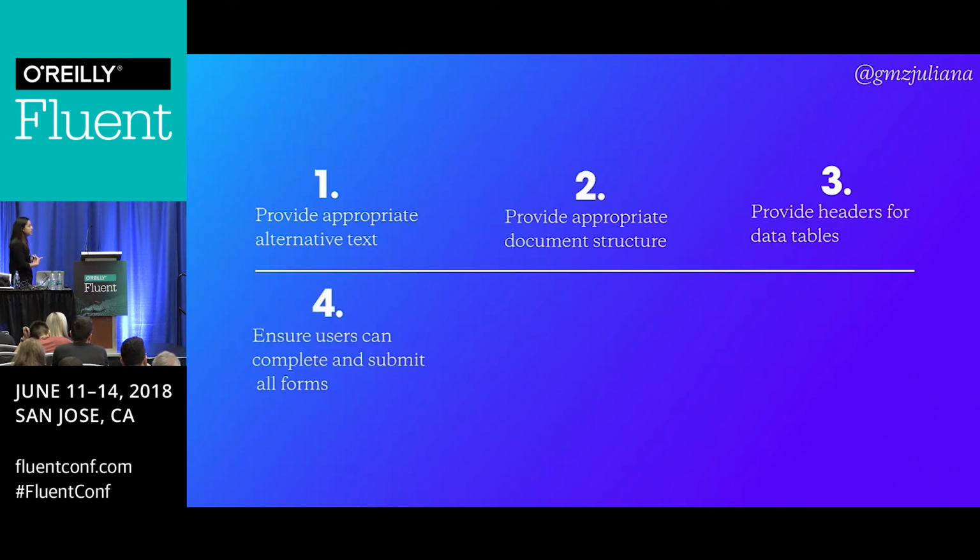The fourth is to ensure your users can complete and submit all forms. So label them properly, make sure they can submit them, and if they make any errors, make sure that they can correct them. Five, make sure links make sense out of context.